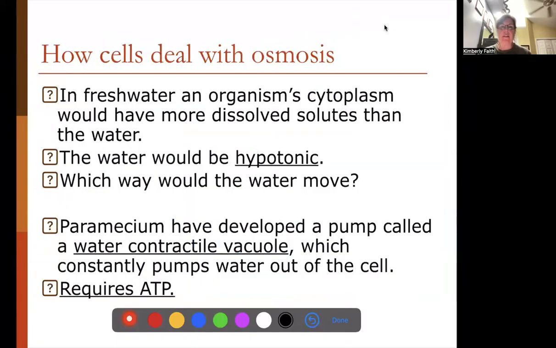So how cells deal with osmosis? Well, freshwater organisms, they could dissolve more solutes than the water. So we're going to have a lot more solutes in that cytoplasm. So the water would be hypotonic. So which way would the water move? The water would move into the cell. So paramecium have developed a pump, called a water contractile vacuole. So they have a special organelle, and it is constantly pumping water out of the cell. The thing with this is it does require ATP.